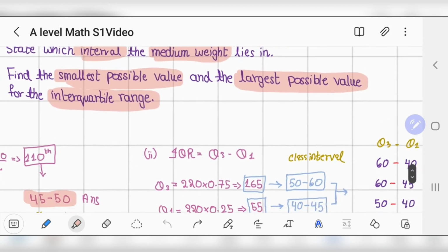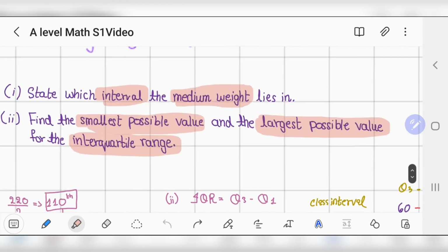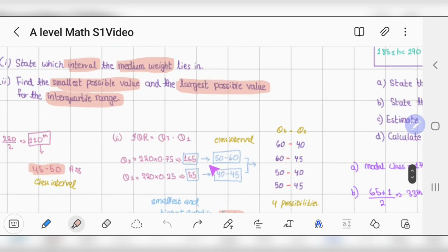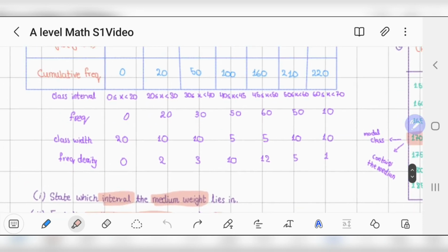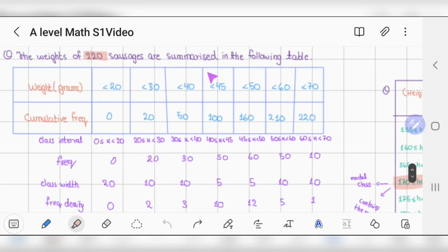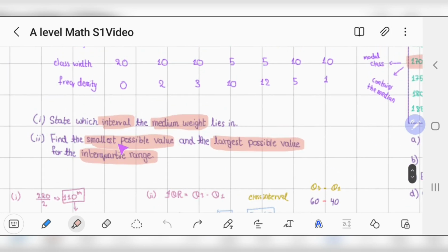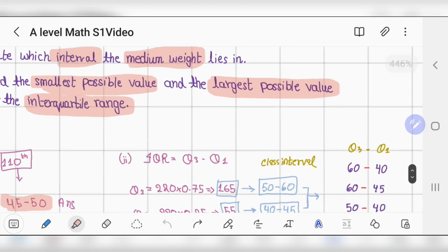And then you can see here that 165 lies between 160 and 220, so it lies between 50 and 60. Yeah, it lies in this class interval. And 55 lies between 40 and 45, in the 40 to 45 interval. So now we have these intervals, and it says find the smallest possible value and the largest possible value for the interquartile range.